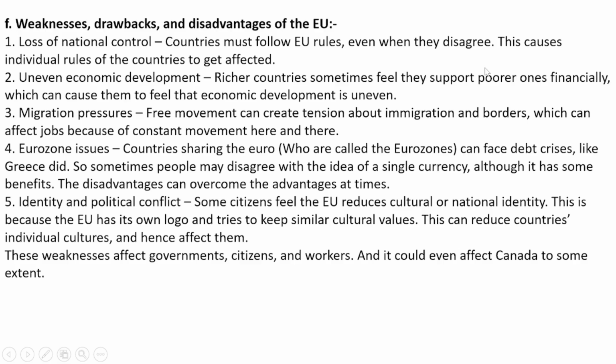And then fifth, there is identity and political conflict. The member nations don't really have much of an individual cultural or national identity because all of them are under the EU and they follow the religion and the cultural values of the EU. So they don't really have much of individualistic cultures, and it can affect some people. These weaknesses affect governments, citizens, and workers.